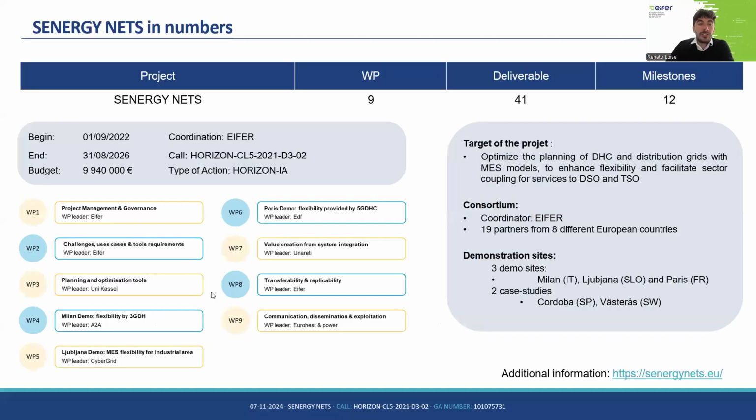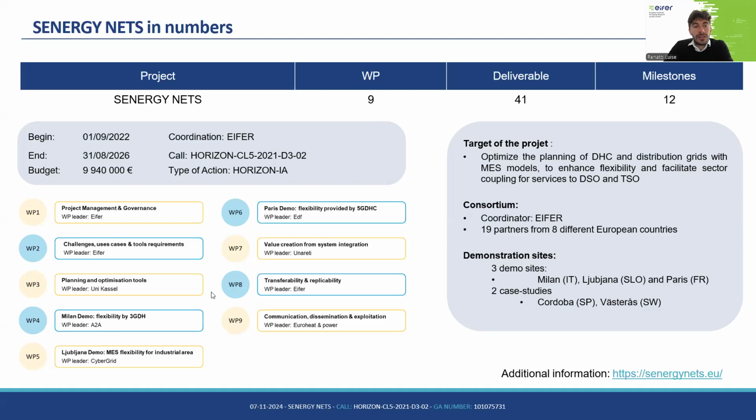How the project is structured. I try to give you a very general overview here. So we have 9 work packages. The final project will consist of 41 deliverables and 12 milestones. The project started on the 1st of September 2022, and it has a length of 4 years for a total budget of roughly 10 million euros. And it answered a call from the European Commission, Horizon Europe.